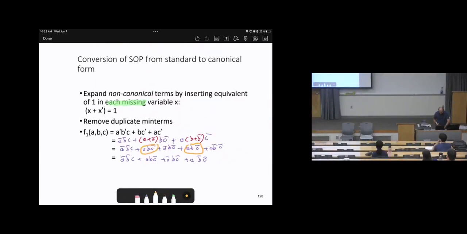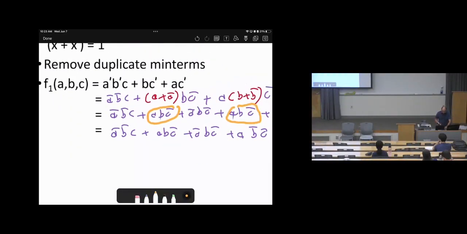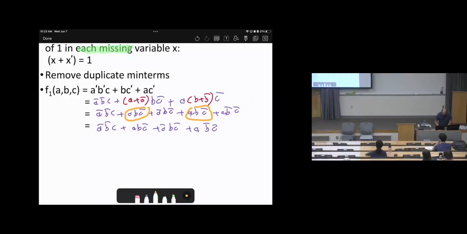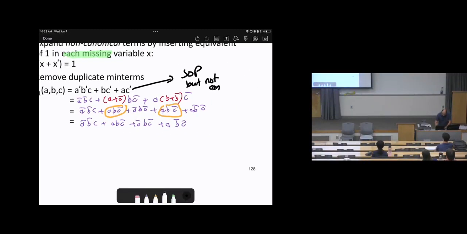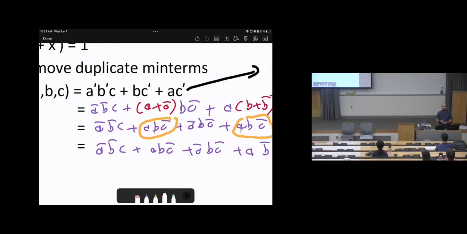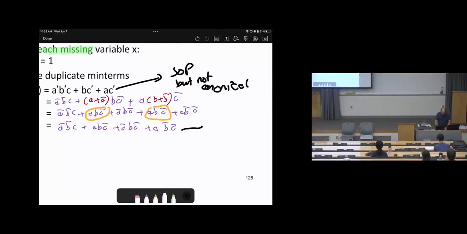Look at this example. This one is written in sum of products, but not canonical. Why is it not canonical? Because each term does not include all of the variables. So the first term is ABC, the second term is only BC. So it's not in the standard or canonical form. However, this one is sum of products and canonical.